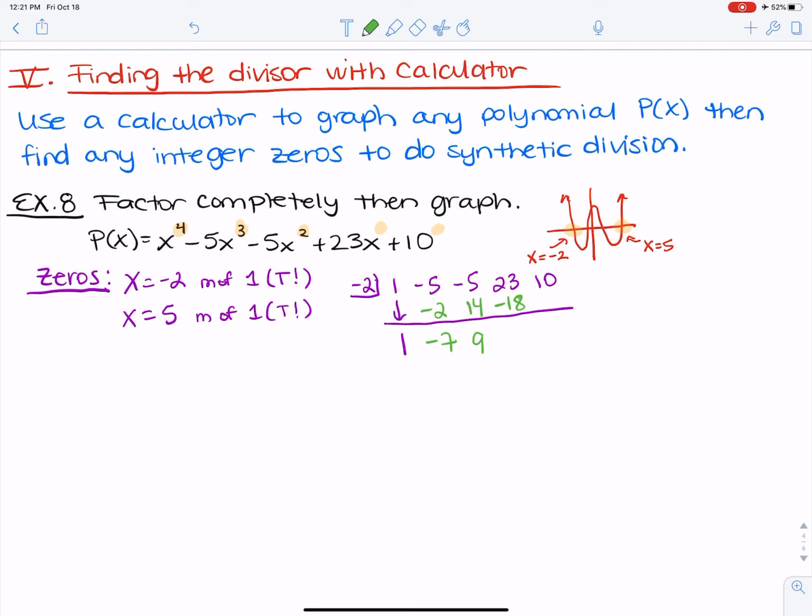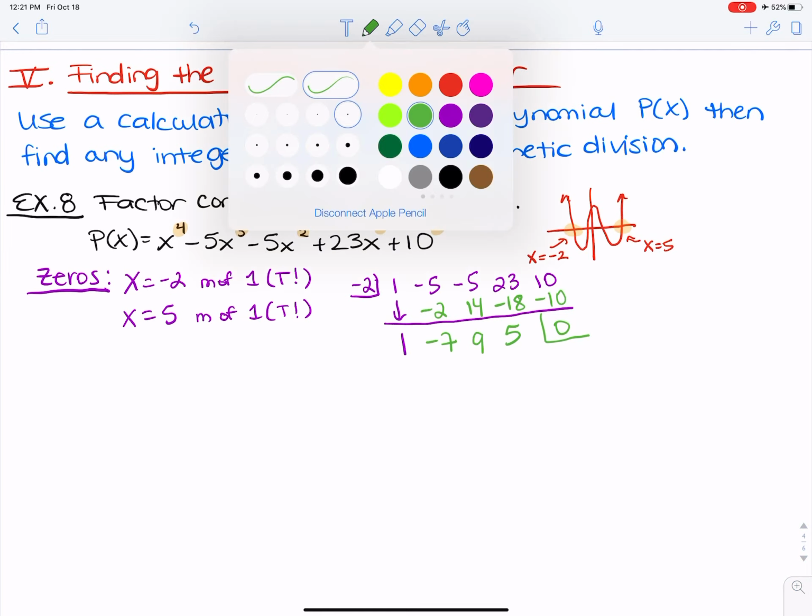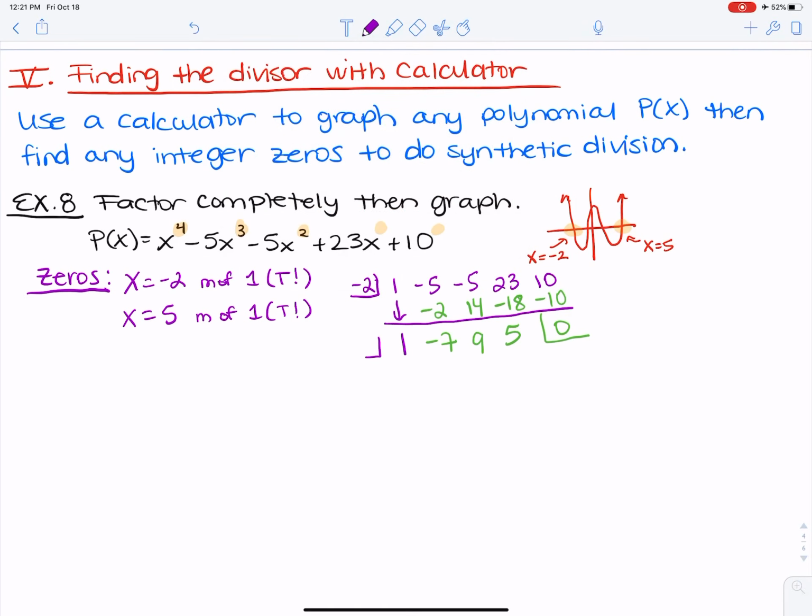You have to divide again. You have to keep going with the other zero that you got. And if it was a multiplicity of 2 and it bounced, you would have to use that same zero again, because that means that zero went in more than one time. And you would know when to stop when you don't have a 0 as your remainder. So let's keep going. We're going to do it again. Okay. 1 times 5 is 5, so that's -2. 5 times -2 is -10, and that's -1. 5 times -1 is -5, and that is 0. Yay!